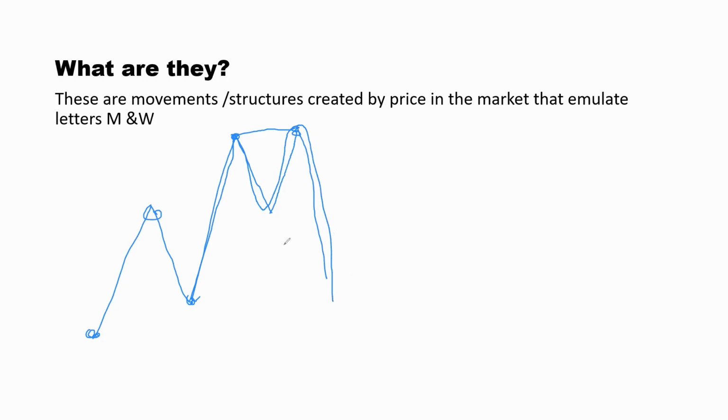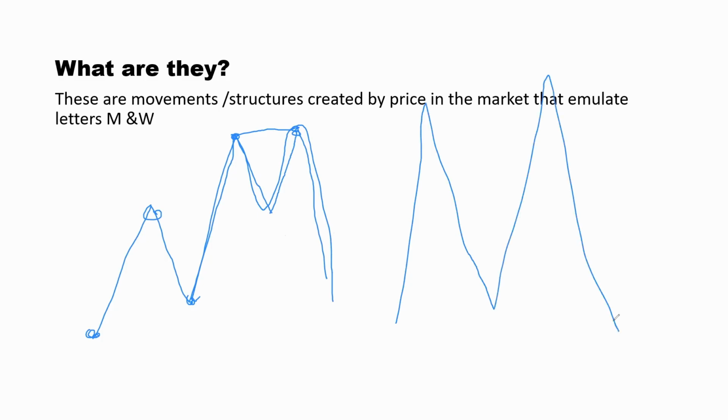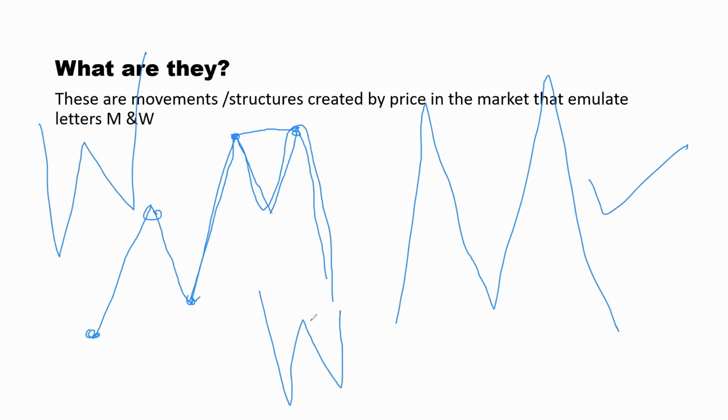On the alphabetical chart, even if you write your M like this, it is still an M. Even if you write your W like this, it is still a W. But on the charts, we follow certain things, and price has to fulfill certain conditions before we say that this is an M. Having understood that, let's go to the next thing.